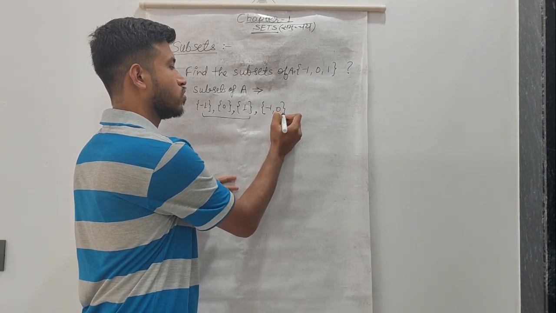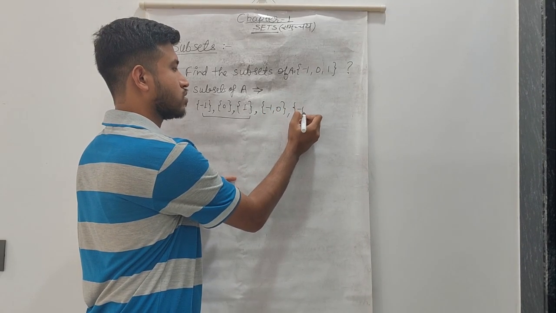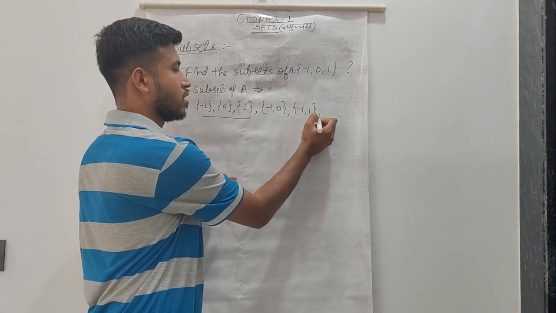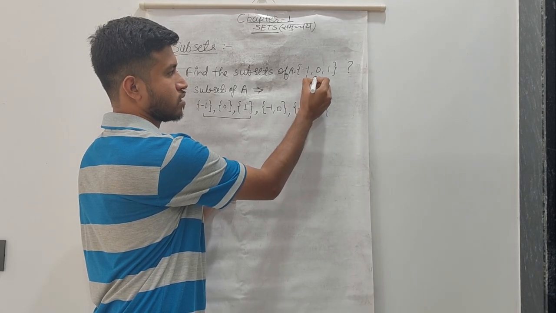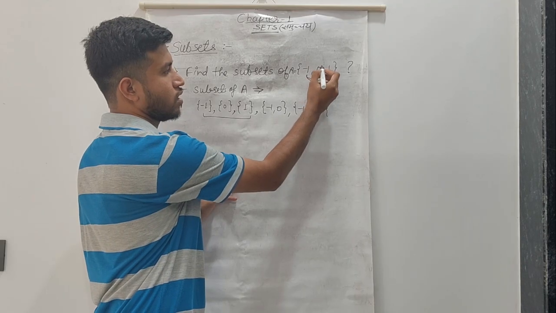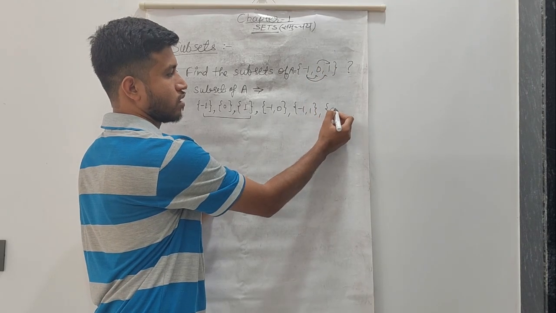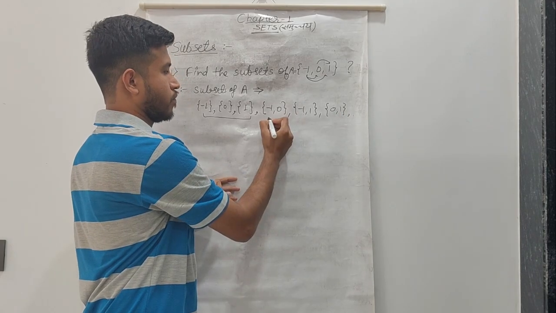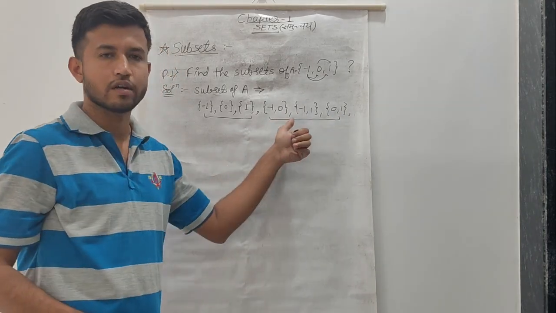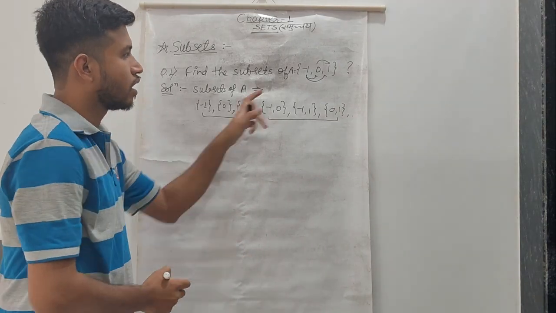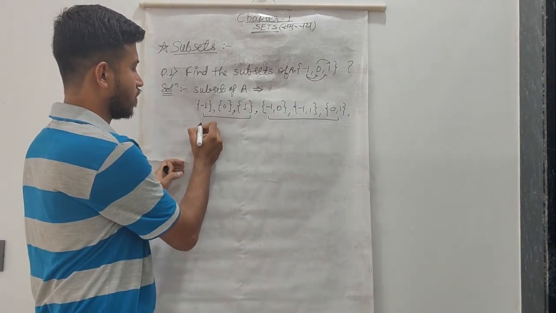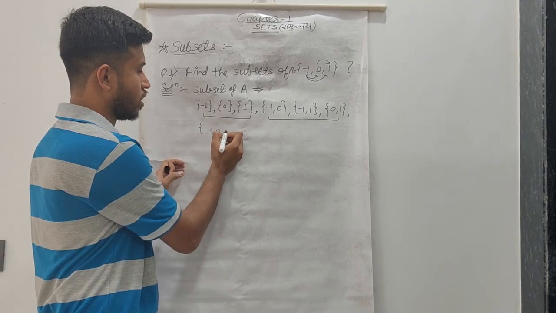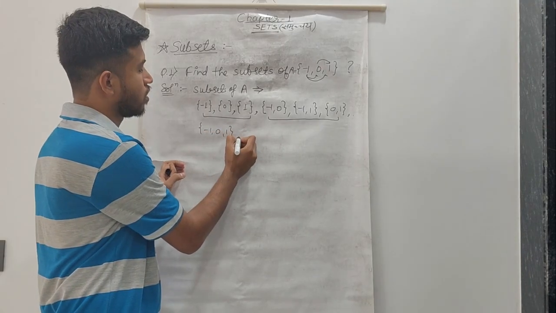Now we will take two elements. Minus 1, 0; minus 1 and 1; and 0 and 1. These are two element sets. And we have minus 1, 0 and 1 also.